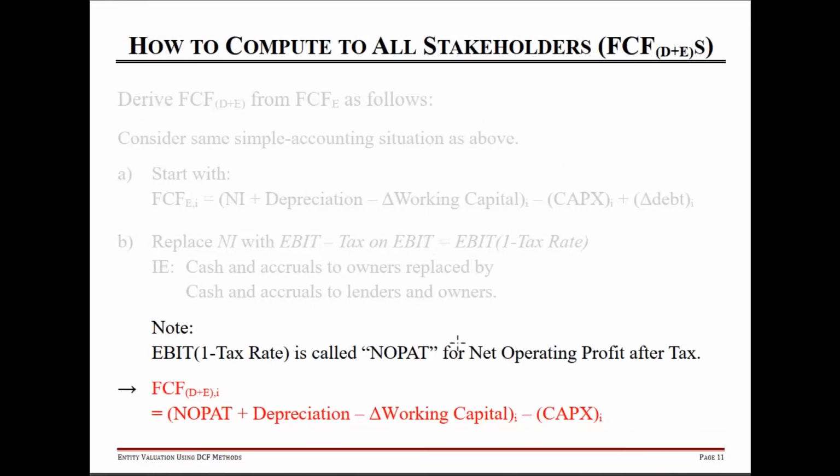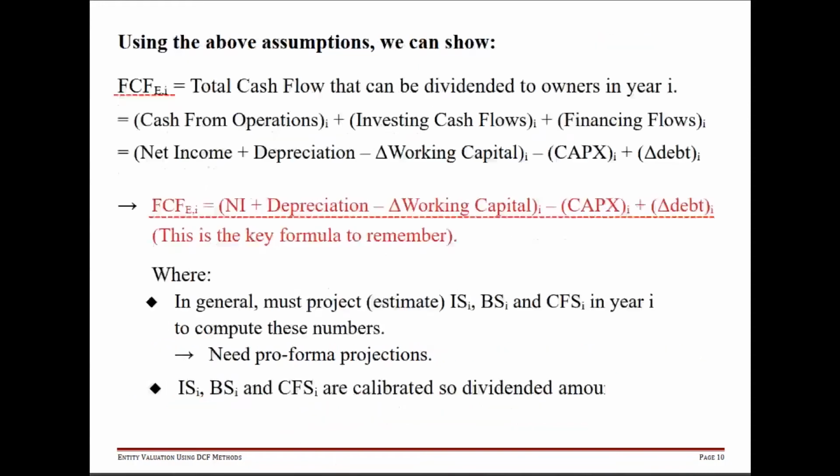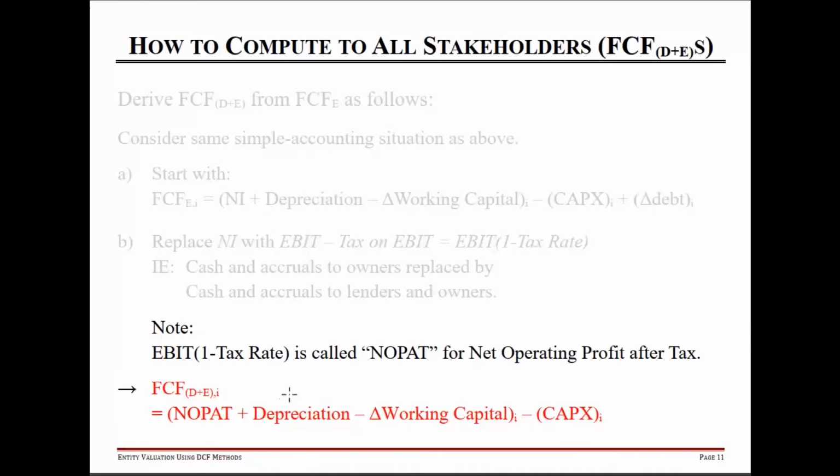Okay, for all stakeholders, things just get modified a little bit. I'm not going to go through all the gory details. You should just really know that there's a minor change to the formula on the prior page, which is now instead of net income, we have this thing called NOPAT. And NOPAT is EBIT times (1 minus the tax rate), and it's short for net operating profit after tax. So if we're getting free cash flows to everyone, all we do is replace net income with NOPAT and remove the delta debt term we had for shareholders, and we are good to go.